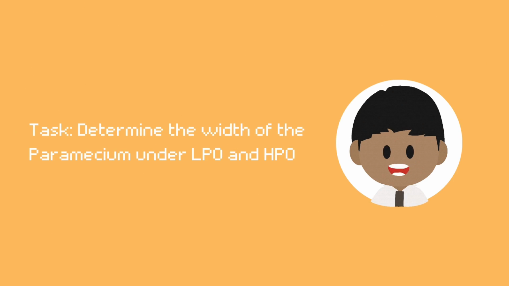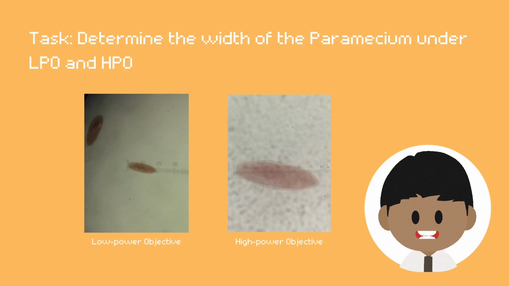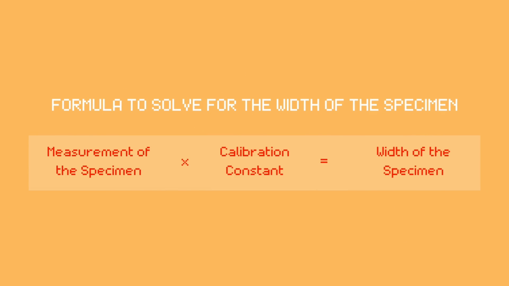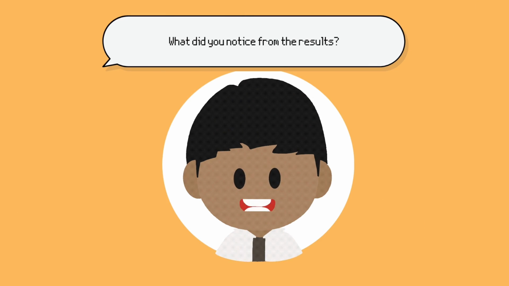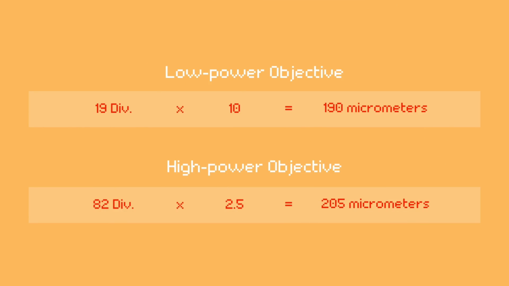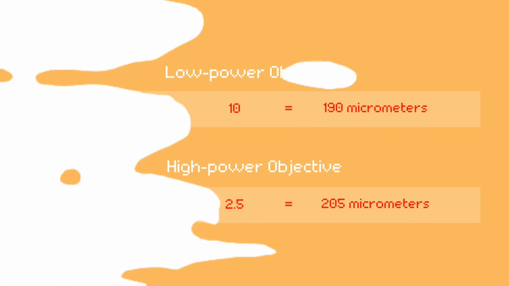The next task is to determine the width of the paramecium under LPO and HPO. Here's how the specimen appears under the microscope. To solve for the width of the paramecium, simply multiply the measurement of the specimen to calibration constant we've previously answered. What did you notice from the results? Through multiplying the measurement of the specimen, the calibration constant is merely more than twice its width.